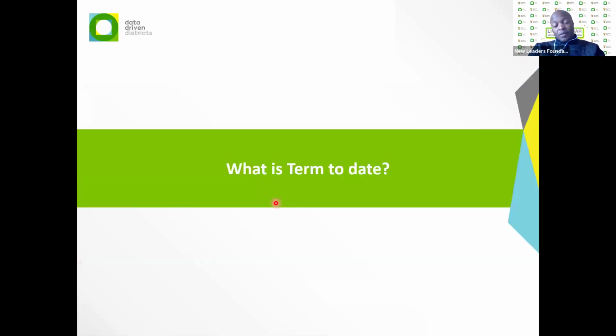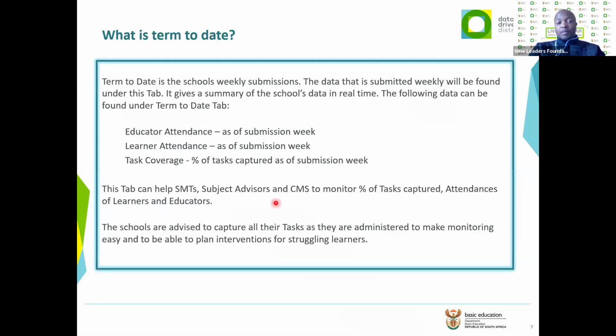Now, with that being said, let's start with what is term-to-date. Term-to-date is the school's weekly submission. The data that is submitted weekly will be found under this tab. It gives a summary of the school's data in real time. The following data can be found under the term-to-date tab: educator attendance as of submission week, learner attendance as of submission week, and task coverage, the percentage of tasks captured as of submission week.